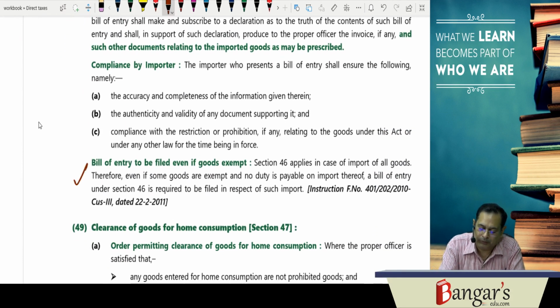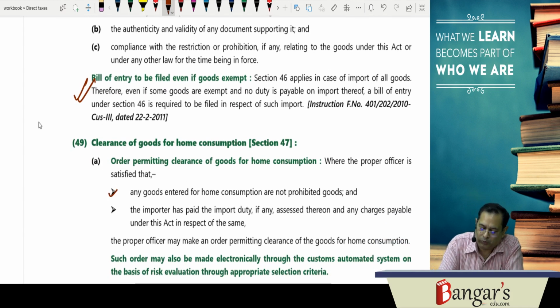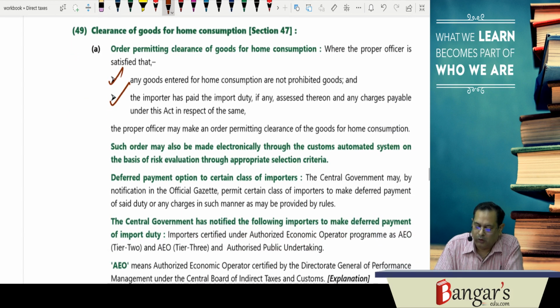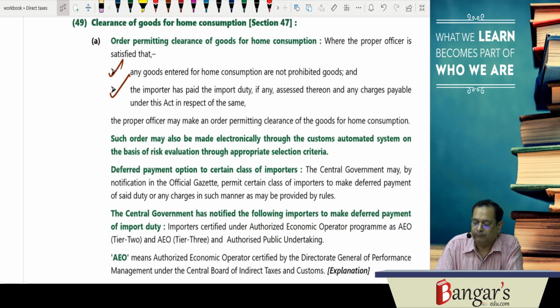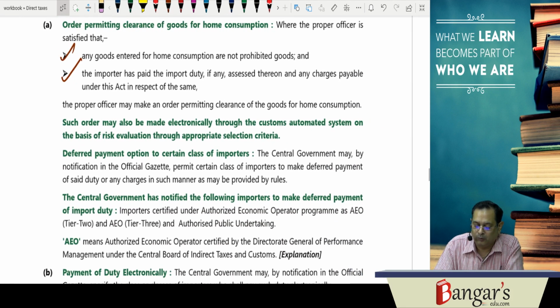Even if the goods have been made exempted, then also you are required to present the bill of entry. When you present the bill of entry, and if you have paid the import duty, they will give order for, say, permitting clearance of goods for home consumption.